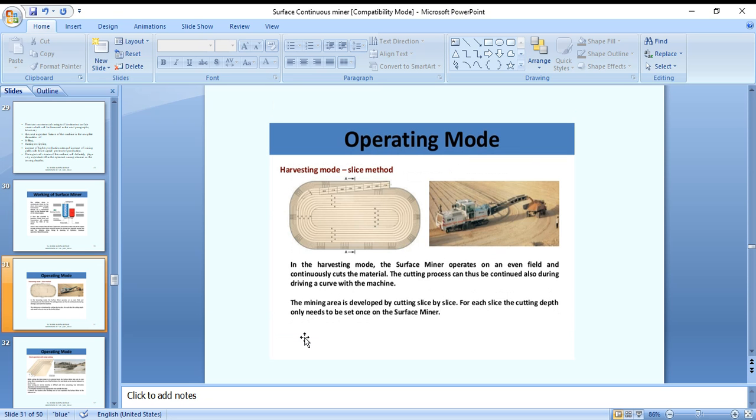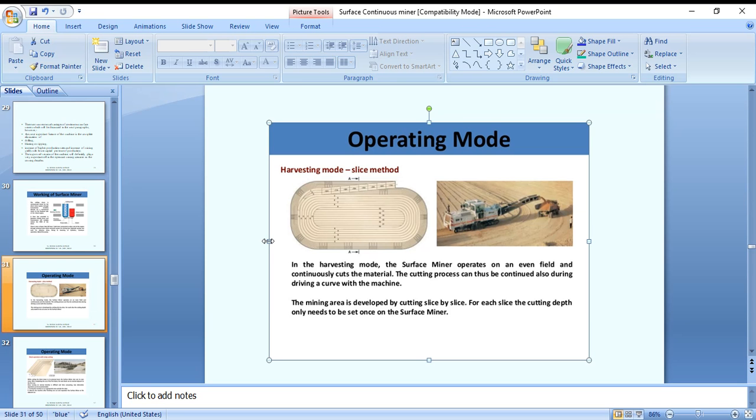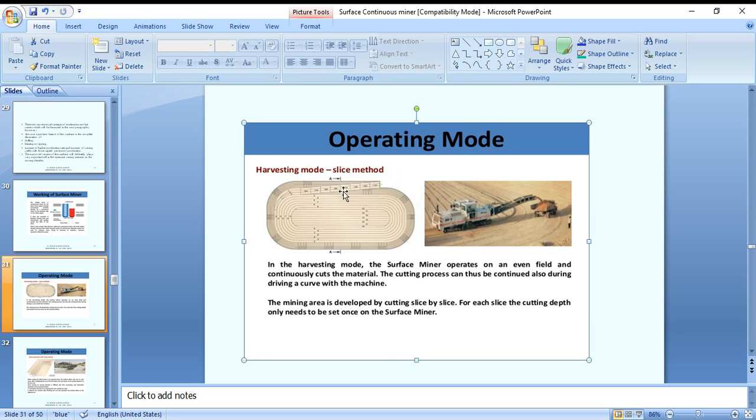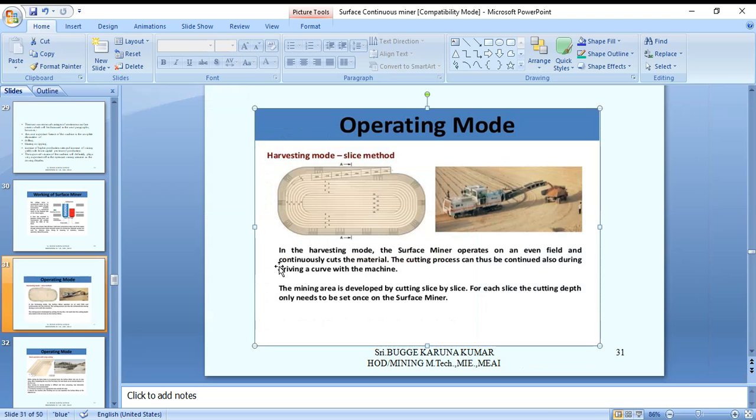Then, the operating mode. Here it is very clearly given in the operating mode. This is just like a cricket ground. You see that is a cricket ground. It's moving that side and cutting and coming to this. This is like it. So harvesting mode, slicing method. This is called the slicing method. It's a mode of cutting technique.